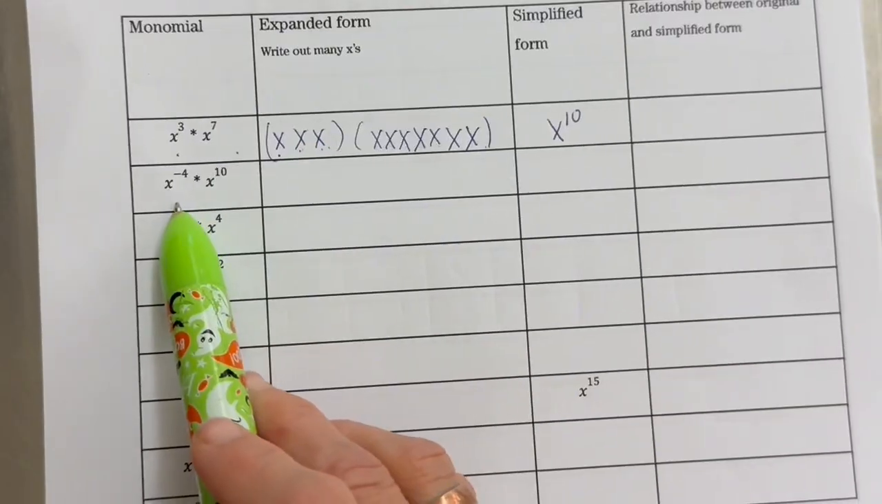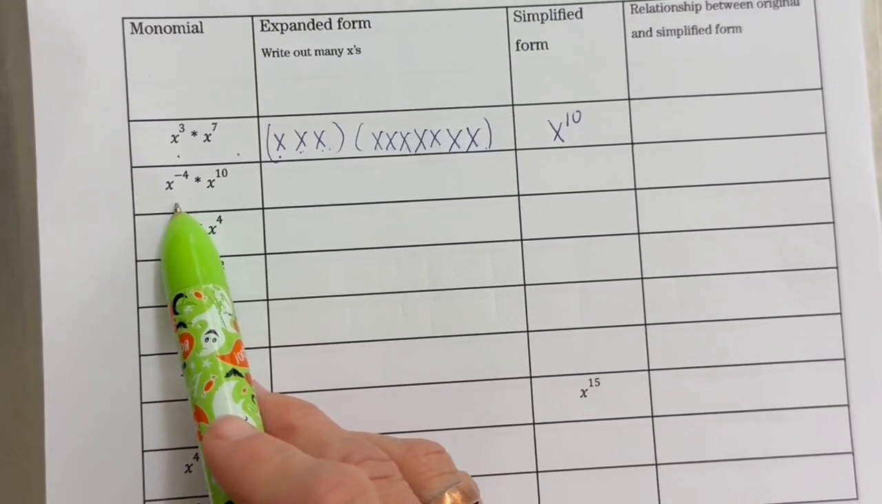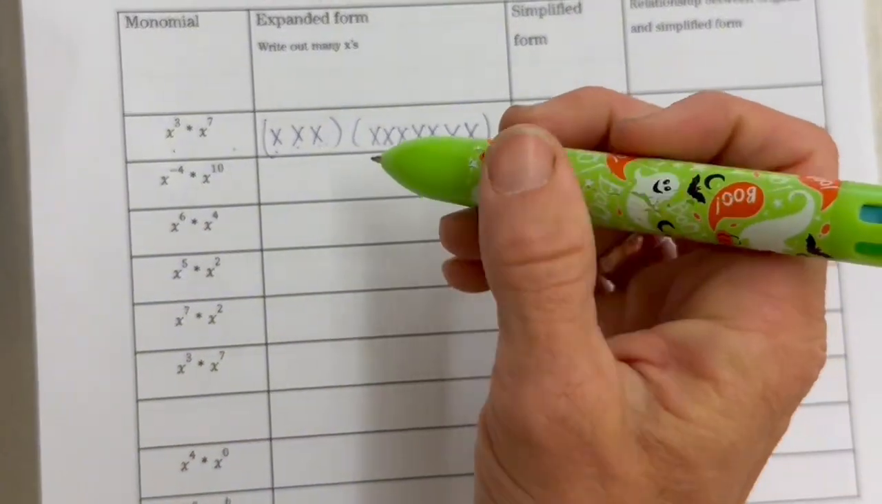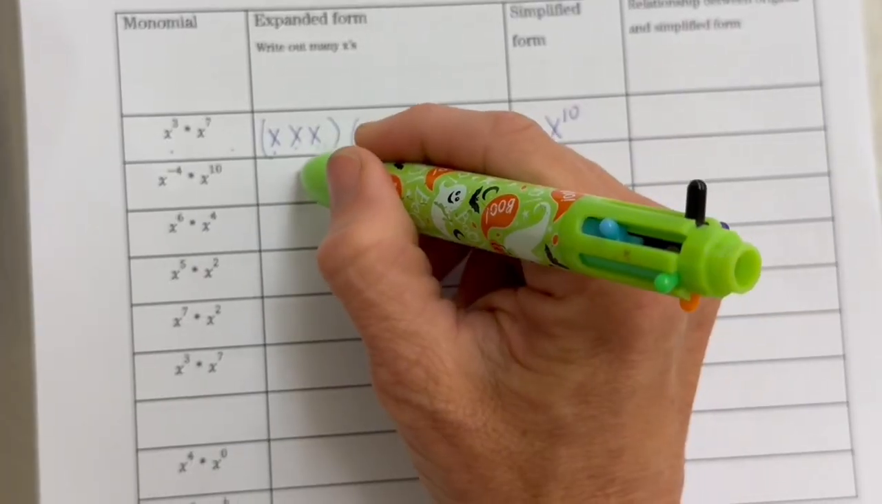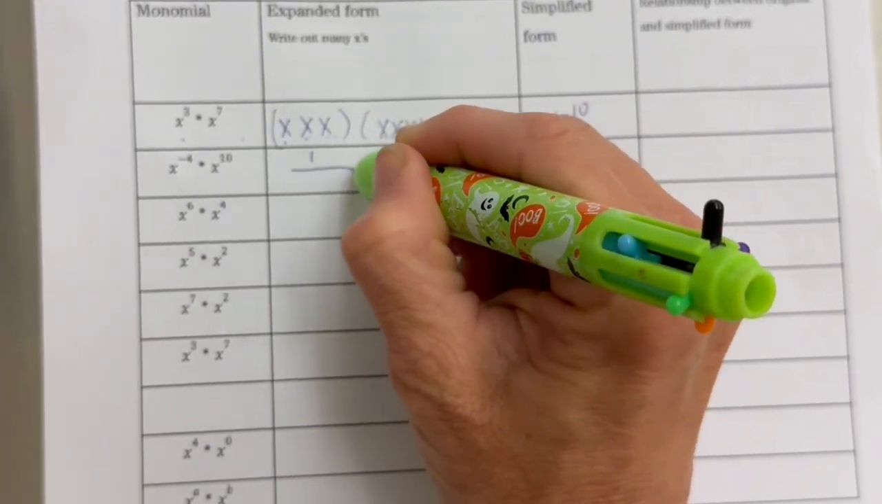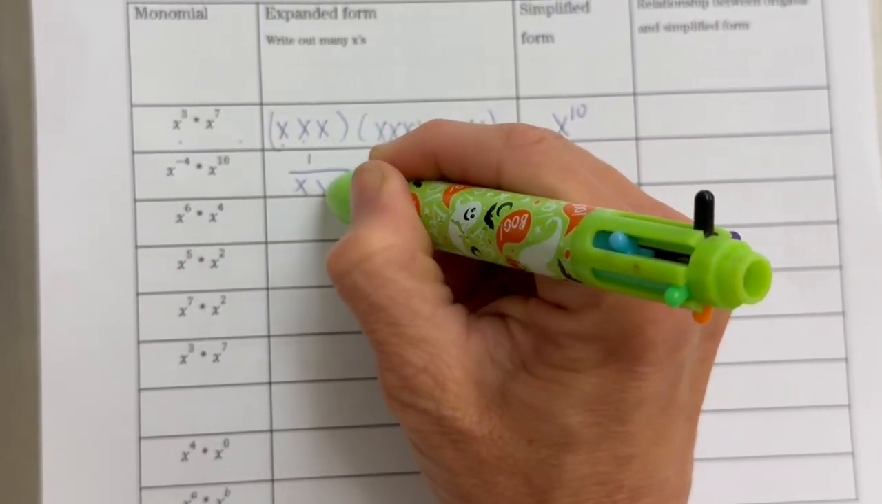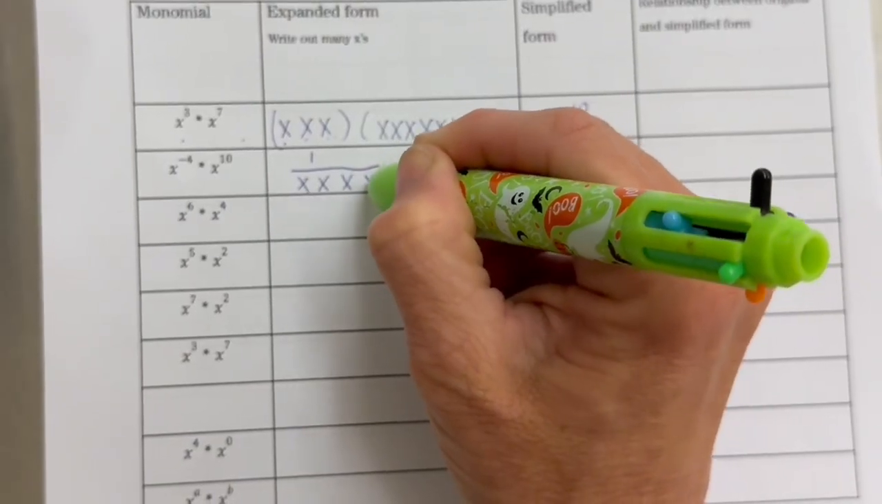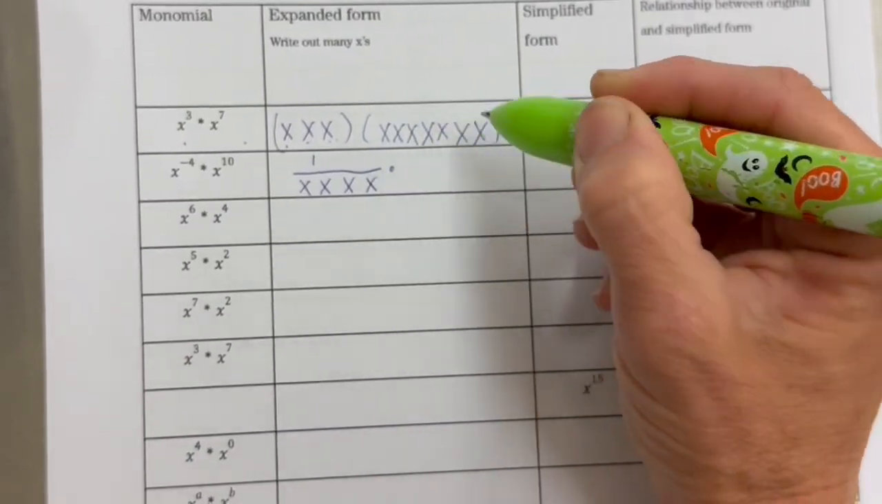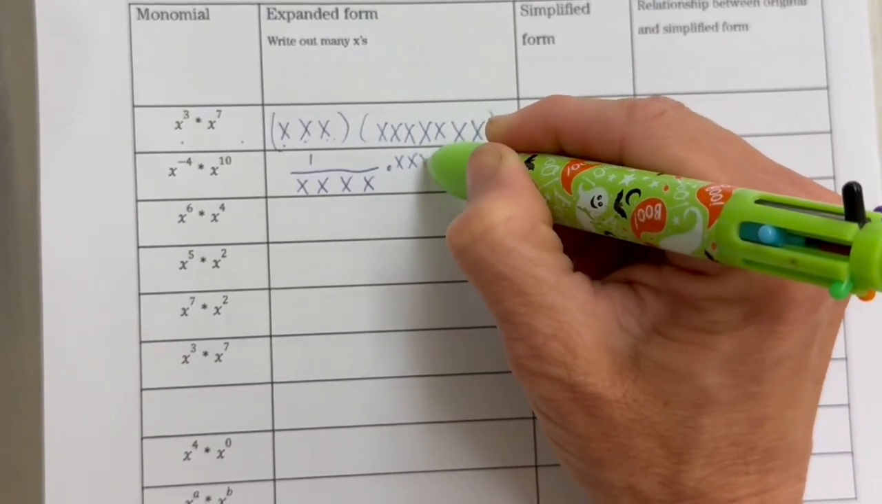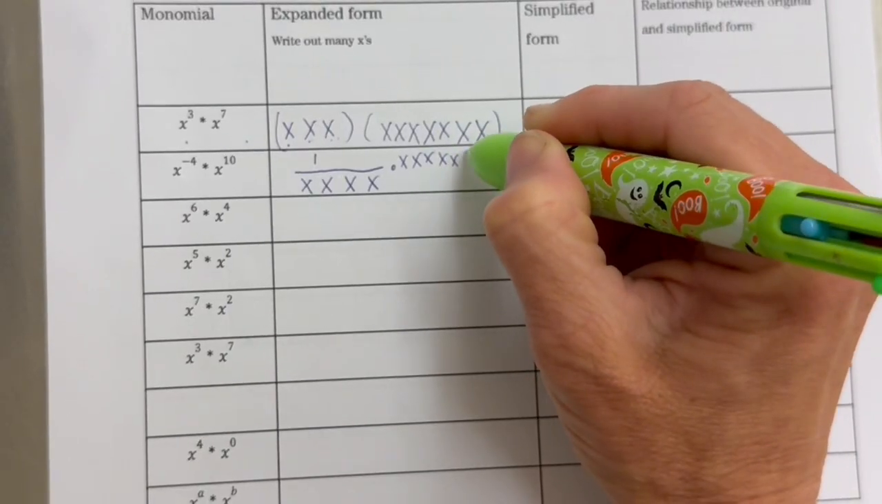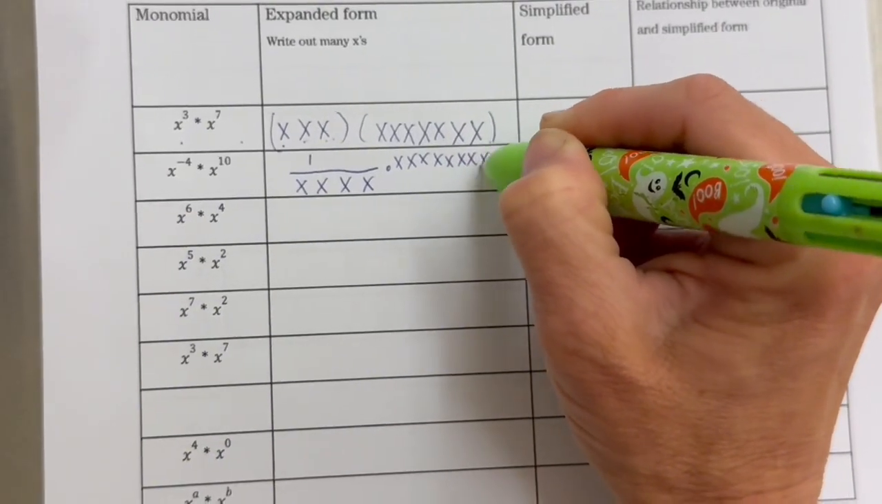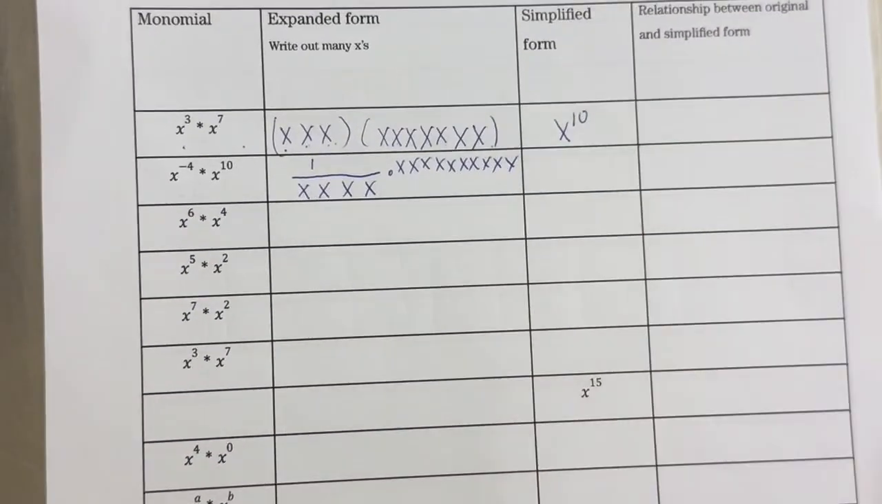This is a hard one, so let's do this one together. This one says x to the negative 4. So that's 1 over, and then 1, 2, 3, 4, times by x to the 10th. 1, 2, 3, 4, 5, 6, 7, 8, 9, 10.